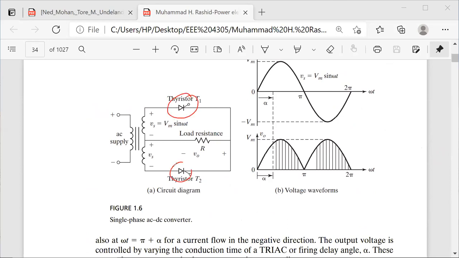Is it a diode? No, sir. Thyristor. So the condition to turn on this thyristor is that it must be forward biased.